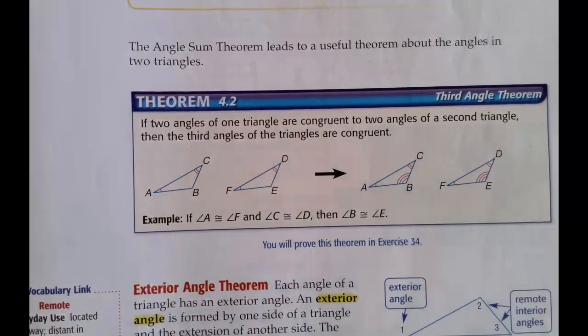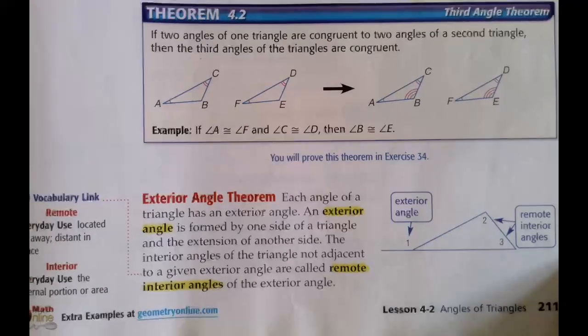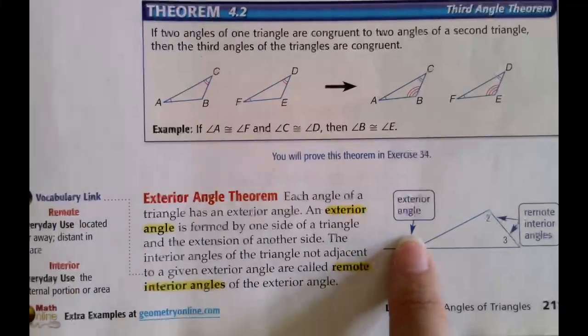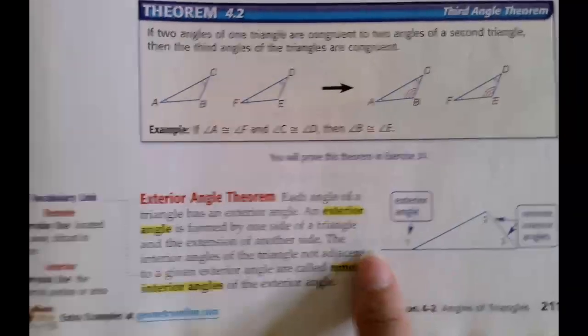Then next is our exterior angle theorem. Interior means inside, and exterior is this outside angle. It's formed by one side of the triangle and the extension of the other side.